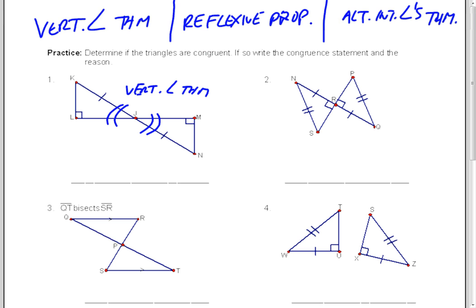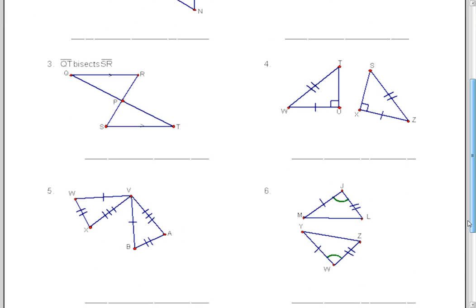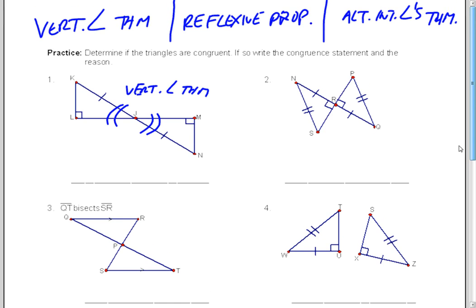Go ahead, do these. Is there just 6 on this page? Do these 6. If you put something into the drawing, tell me why you put it in. Was it vertical? Was it reflexive? Was it alternate interior?